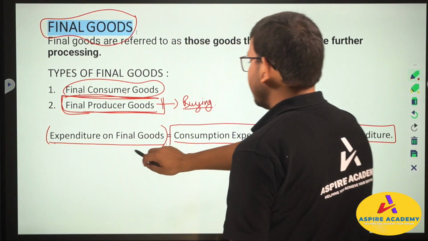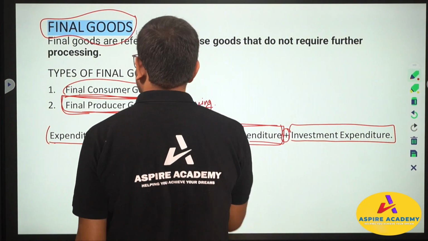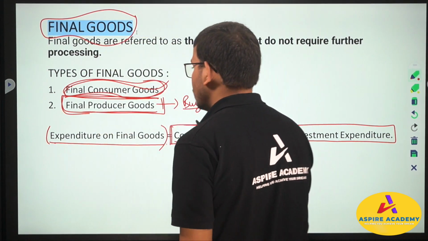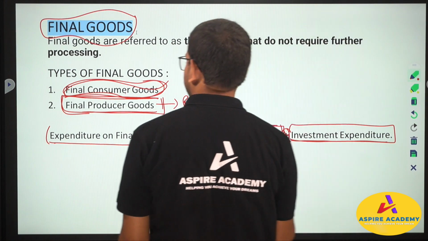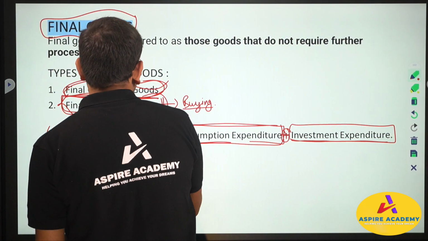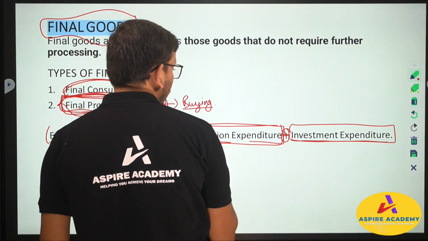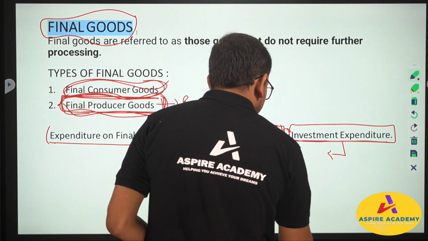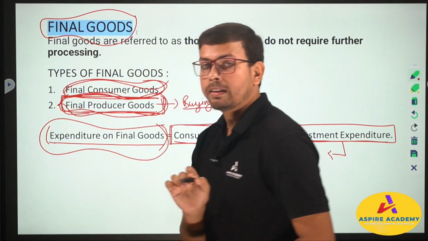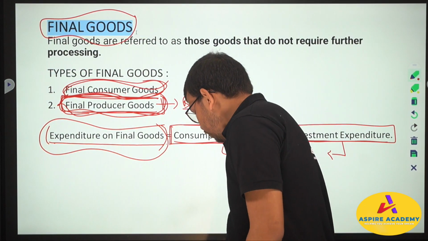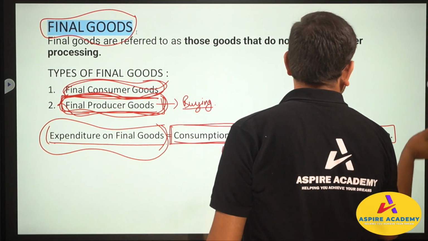So whenever we say total expenditure on final goods, what do we say? We say total consumption expenditure, which refers to the total expenditure incurred on final consumer goods, plus total investment expenditure. Here investment expenditure refers to the total amount of expenditure incurred for final producer goods. When you add both of them, you get the total expenditure incurred on final goods. Is that clear? I hope this is clear, because this is not a very tough thing to understand.